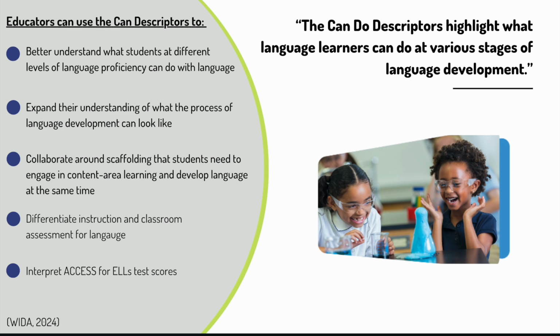So in reading the bullet points on the left, educators can use the Can Do descriptors to better understand what students at different levels of language proficiency can do with language, expand their understanding of what the process of language development can look like, collaborate around scaffolding that students need to engage in content area learning and develop language at the same time, differentiate instruction and classroom assessment for language, and interpret ACCESS for ELLs test scores.